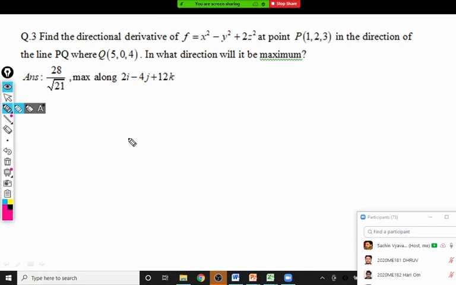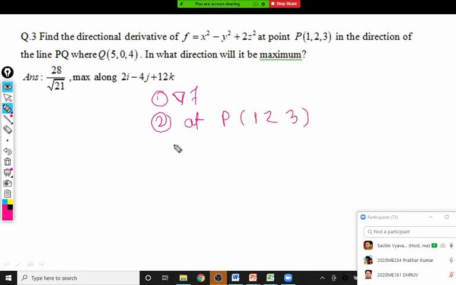Tell me what should be the steps? Step number 1 is to find del f. Okay, you see the notation. Step 1, del f. Step 2, sir, at that point P, correct, we will find del f at P(1, 2, 3). Good. Now the third step: find the PQ vector by Q minus P.